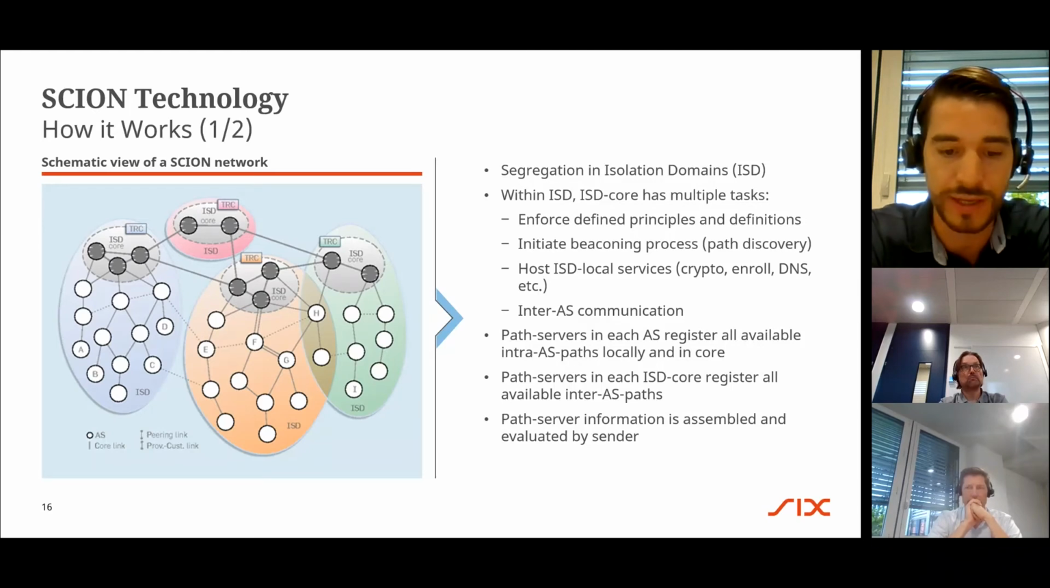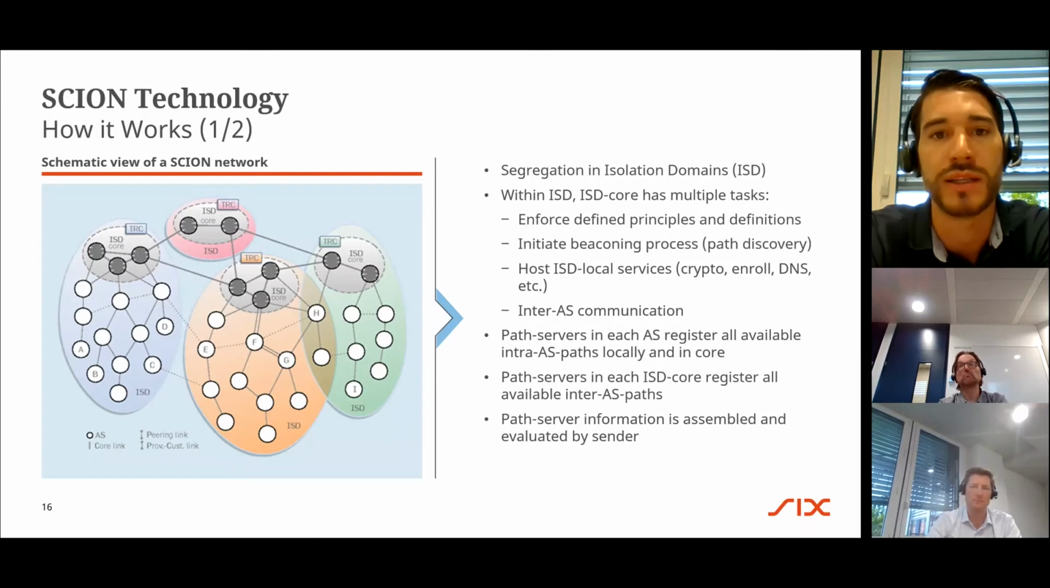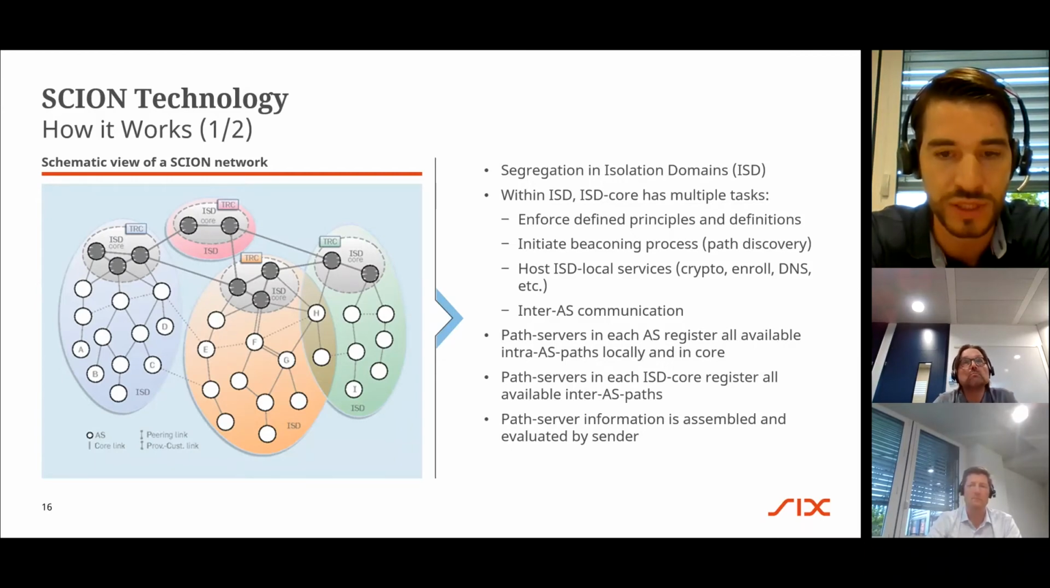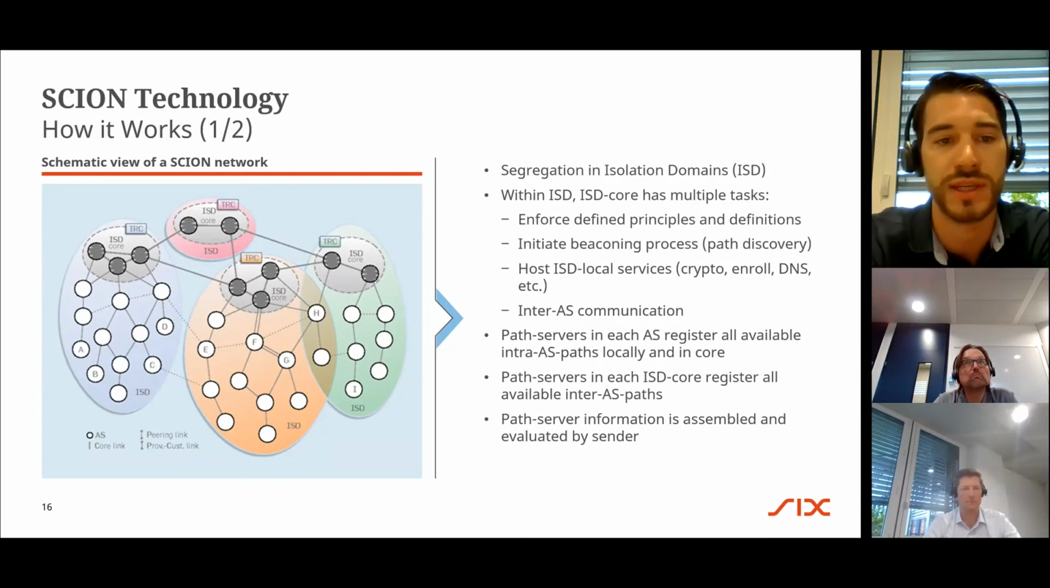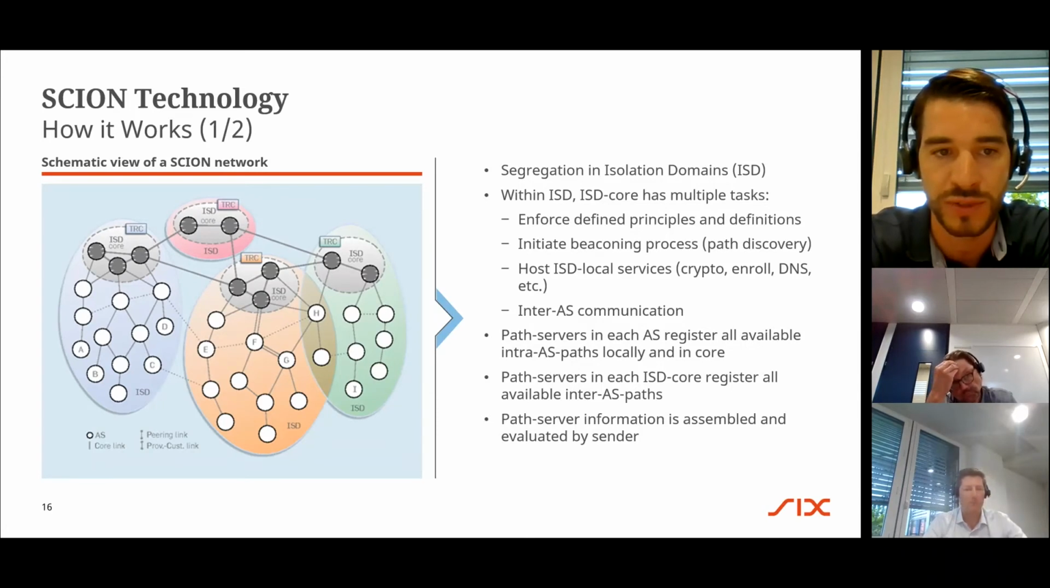Firstly, they establish the root of trust, so-called PRC, which is technically represented by the root CA, so the certificate authority, which then signs all the certificates that are handed out to members of the network, to ASs, different ASs.